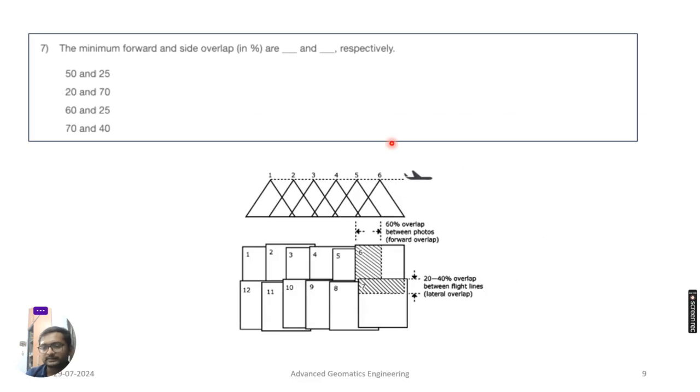Now I want to ask you why this overlap is necessary. Why do we have to keep some common area between two images? Can anyone answer why there is a need to keep some common area between two images?